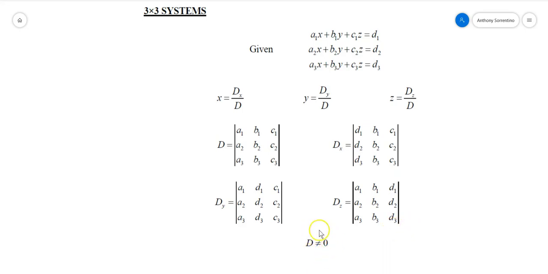Again, I have to work under the premise that the determinant's not equal to 0. Because if the determinant did equal 0, I would have a special case. If you get a determinant of 0, that means you're not going to be able to use Cramer's rule because it doesn't have a determinant. You're not going to be able to find an inverse and use the inverse matrix method.